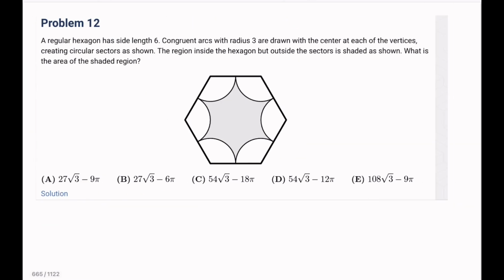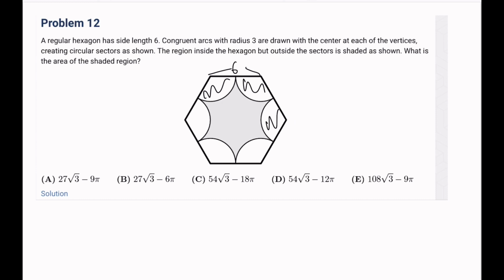Number 12, a regular hexagon has side length 6. Okay, so this is 6. Congruent arcs with radius 3 are drawn with the center at each of the vertices. So basically, what is the area of the shaded region? This much. And so that's basically the area of the hexagon minus, like, these 3 form 1 full circle. So 2 full circles, right?